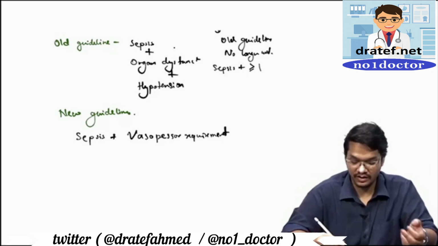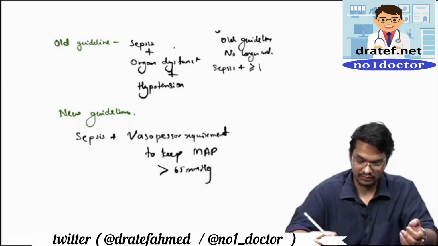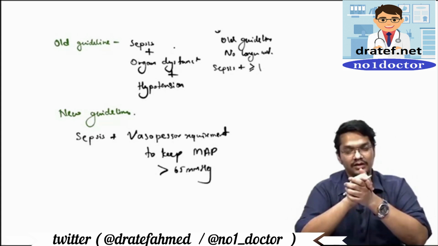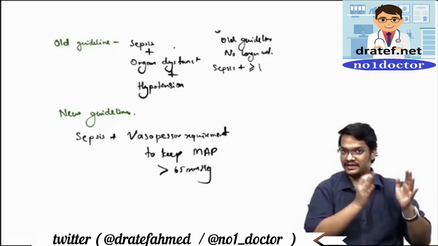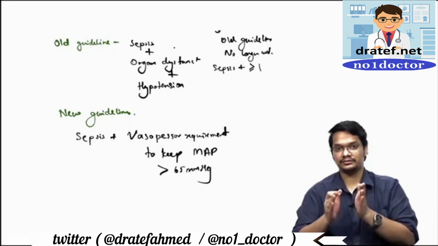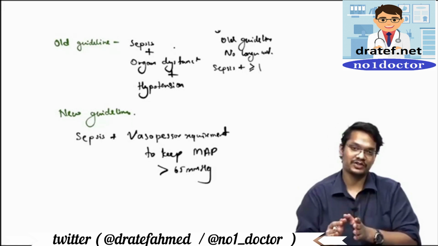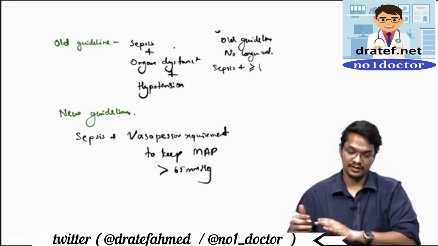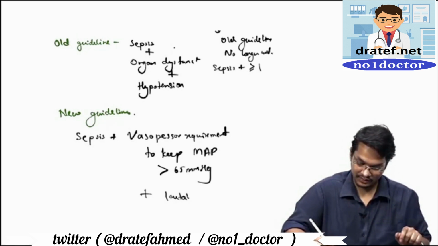And why do we need vasopressor? To keep MAP more than 65 mmHg. Okay, so we are not talking in vague terms now, we are talking in absolute terms now. The patient has sepsis documented, and in this patient we need to give some amount of vasopressor so as to keep the mean arterial pressure of the patient above 65 mmHg. And along with that, there is lactate level of more than 2 millimole per liter.